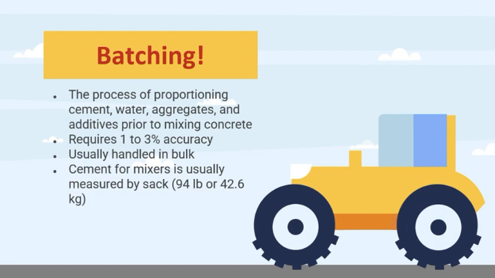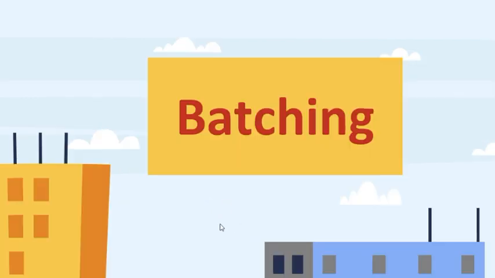Usually, batching plants consisting of separate aggregate and cement batching units use servicing truck mixers for feeding and transporting to central mixing plants. That is why usually they are handled in bulk. Then, cement for mixers is usually measured by sack of 94 pounds or 42.6 kilograms. For additional information about batching, we will play a short video.